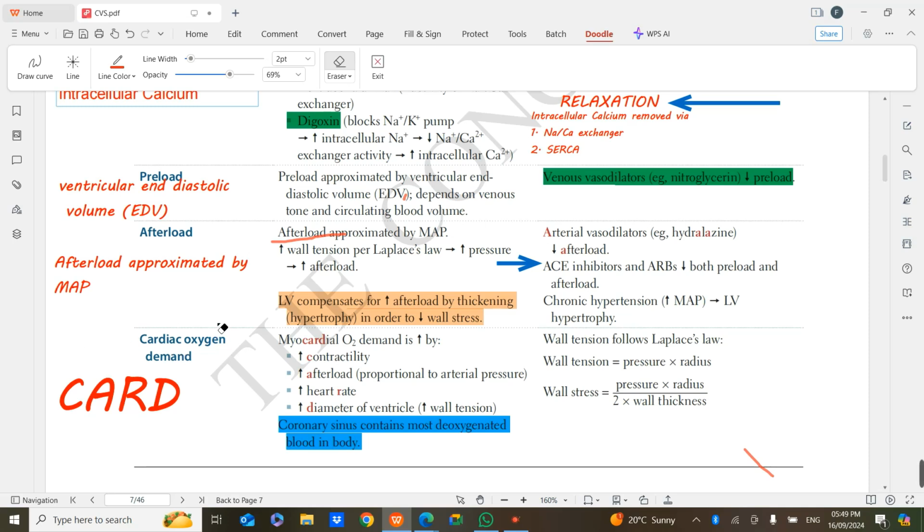So you now enter the exam, and you forget cardiac oxygen demand. No one will forgive you. Cardiac oxygen demand, you don't want to forget it. I put CAD here, and I'll show you how this can be tested. This C here is contractility.